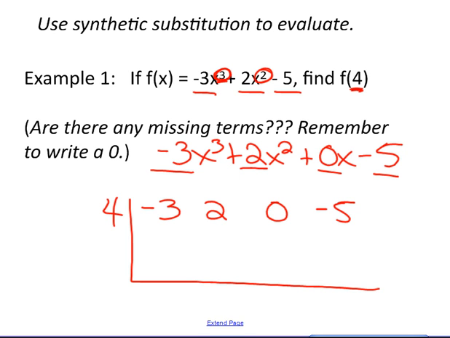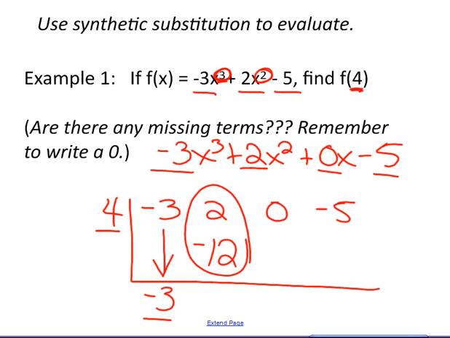All right, now that we've set it up, we need to actually do the problem. So the first number, we don't do anything to. We just drop it right down, and we have negative 3. From here on out, if the numbers are on the outside, they get multiplied together. If the numbers are on the inside, they get added. So 4 times negative 3 is negative 12. Numbers inside, they get added together. So these two numbers get added together.